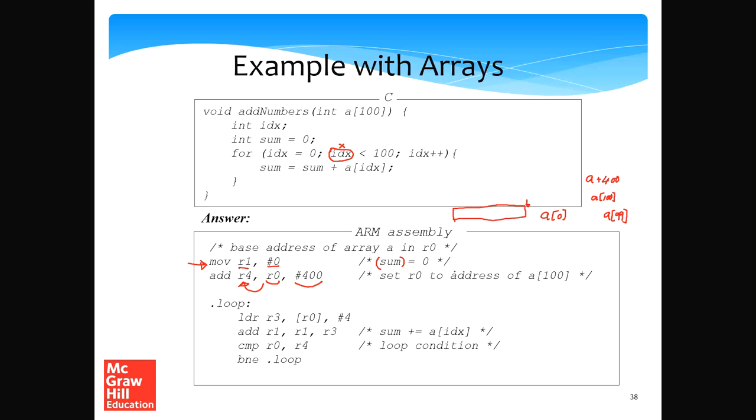Alright. So we are actually not setting R0, we are setting R4. Let me just fix this, it is not correct. So we are setting R4 to the address of A100, which is an illegal address. So let's do one thing.